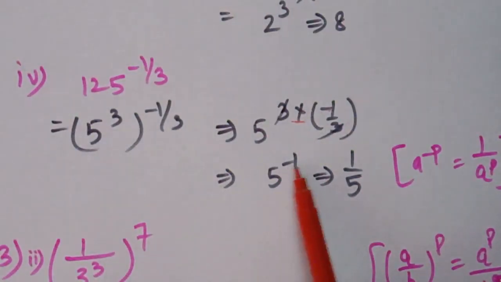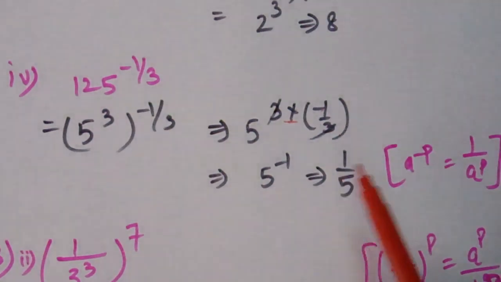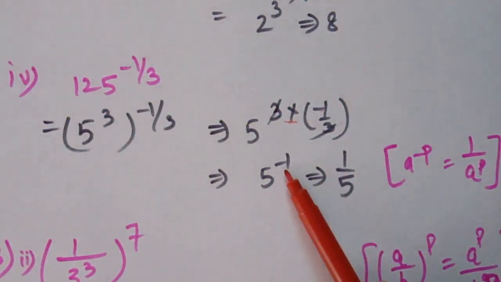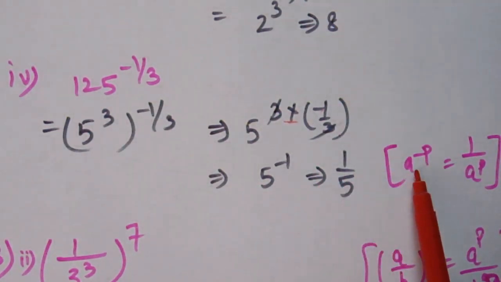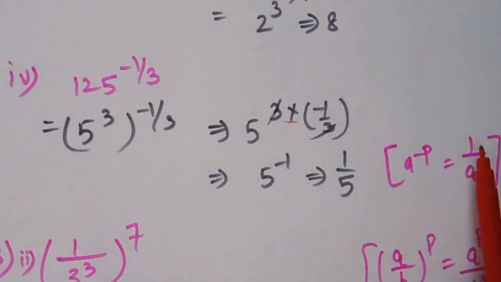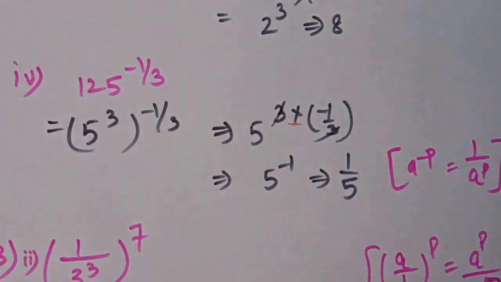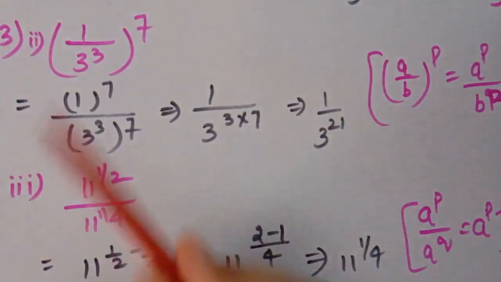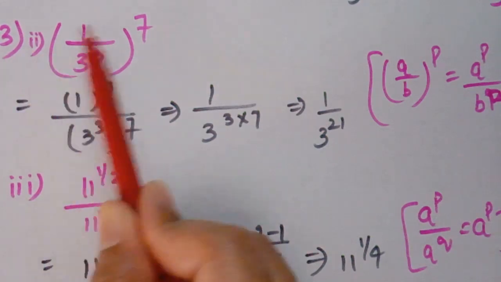and then it is 5 raised to the power minus 1. So we will change this negative power to a positive power. We know that law: a raised to the power minus p changes to 1 upon a raised to the power p.